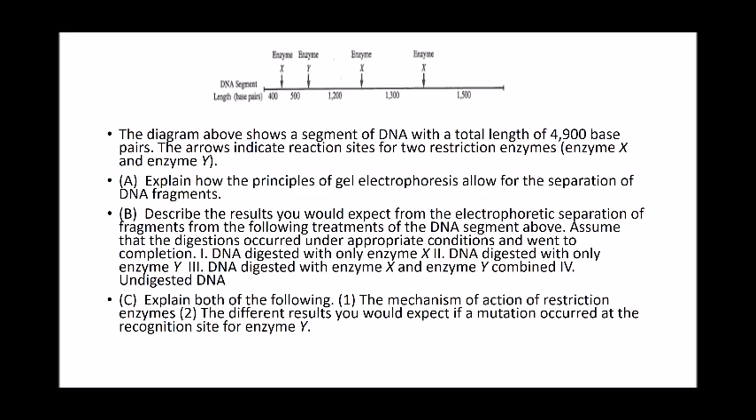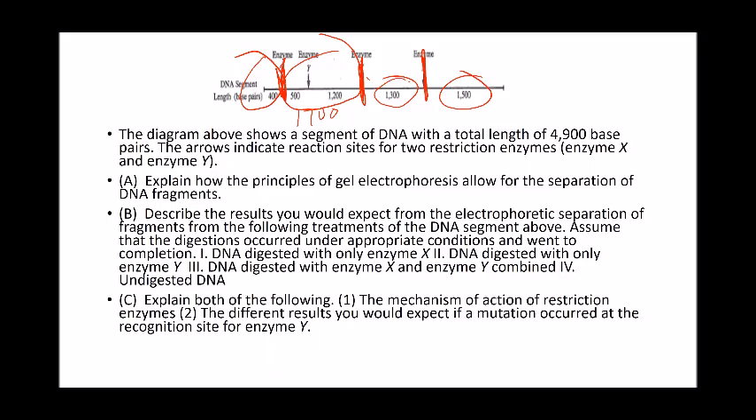So the first one is the DNA is digested with only enzyme X. So if we use only enzyme X, the DNA is going to get cut right here. It's going to get cut right here, and it's going to get cut again right here. So we would expect to get this fragment, which is a 400 base pair fragment. We would expect to get this fragment in here, which is 1200 plus 500, so 1700 base pairs. We would expect to get this fragment, a 1300, and this fragment, a 1500 base pair fragment. So 4 fragments of lengths 400, 1700, 1300, and 1500.